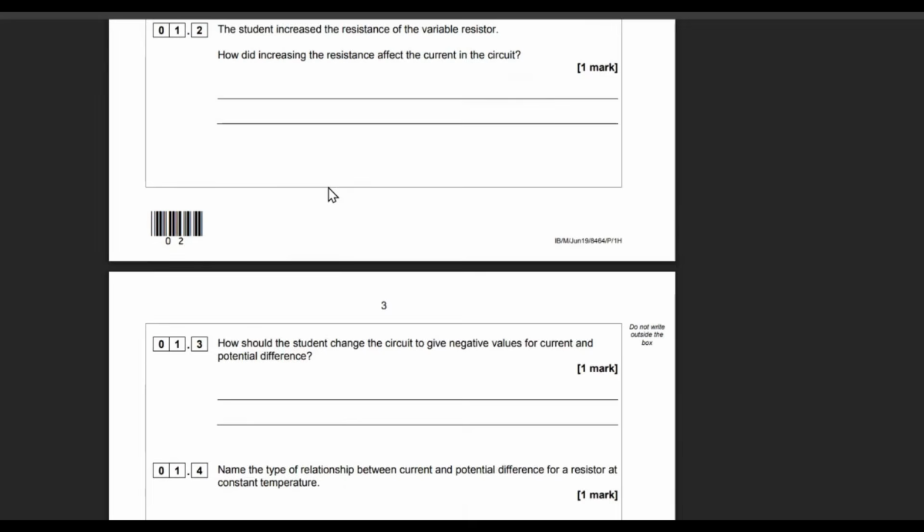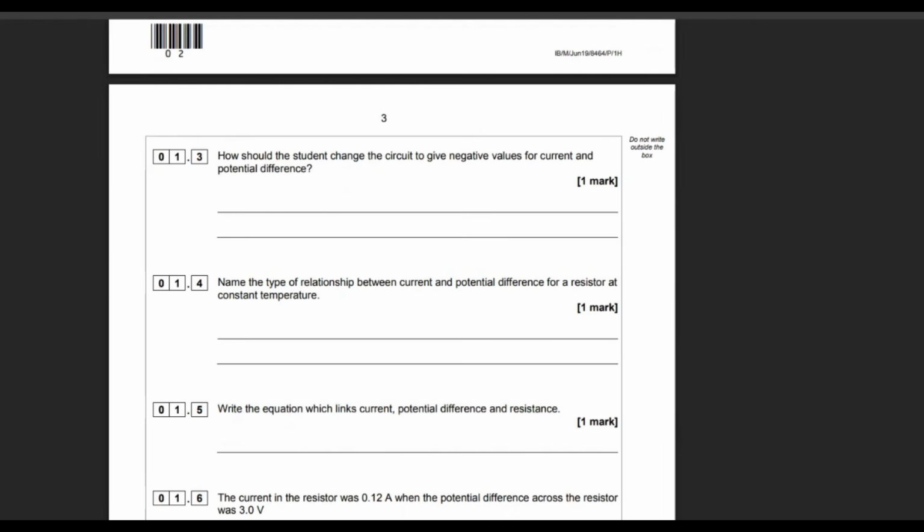But yeah, reverse the cell, essentially. Reverse the battery, reverse the cell. I don't know whether they'll give us a mark for battery, but reverse the cell will reverse the direction. Okay, I could say reverse the connections on the cell, i.e. the wires, so they're the other way around. We can word that in different ways, but that's semantics, just changing the language to get the same answer. All right, name the type of relationship between current and potential difference for a resistor at a constant temperature.